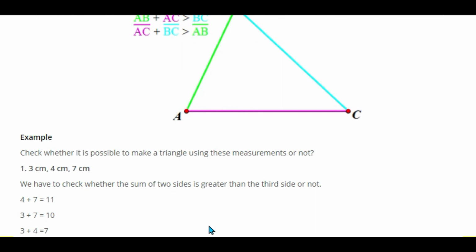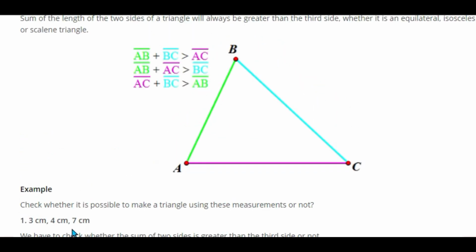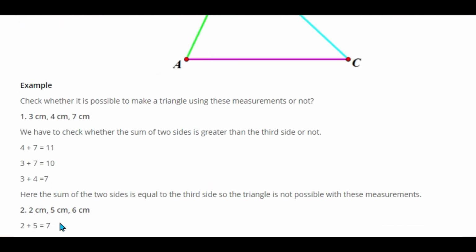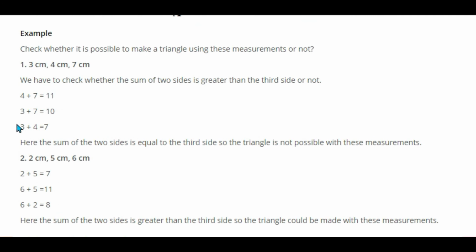Here we have an example: 3 centimeter, 4 centimeter, 7 centimeter. If you add 4 and 7, that equals 11. 3 and 7 equals 10, and 3 and 4 equals 7. So here we can see that 3 centimeter plus 4 centimeter equals 7 centimeter, so this property is not true for this condition.